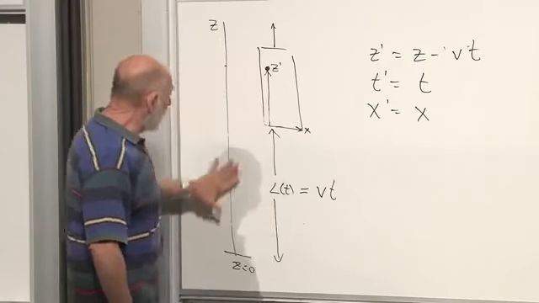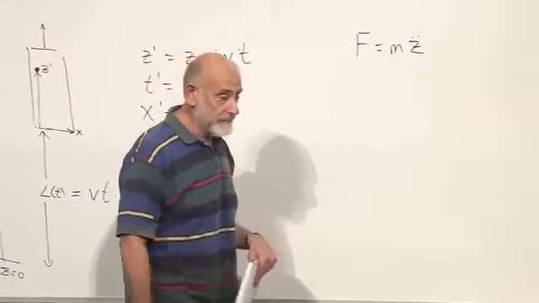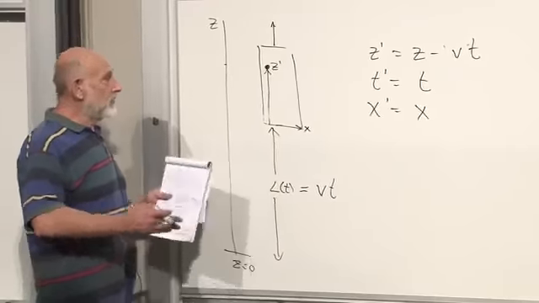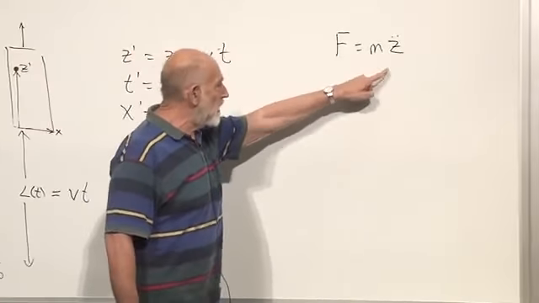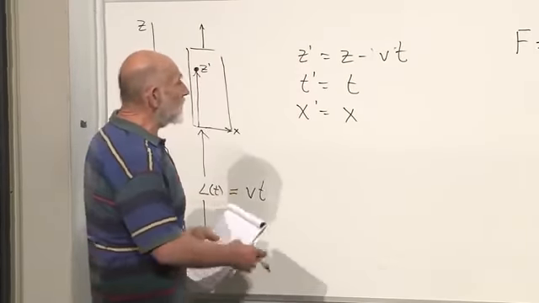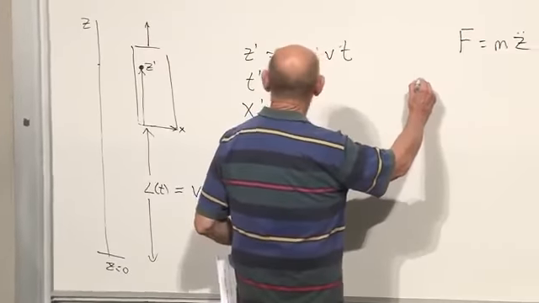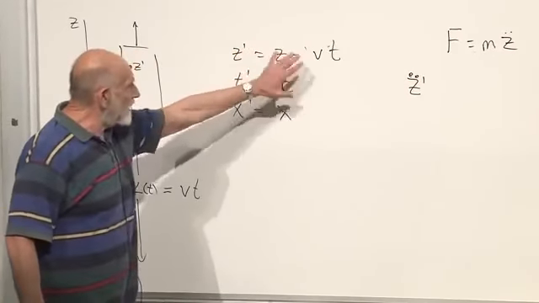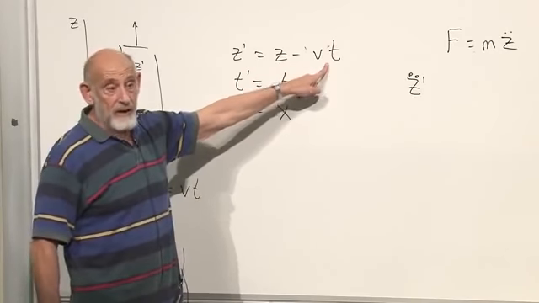And we know that its equation of motion in the original frame of reference is just F equals m z double dot. What is the equation of motion in the primed frame? Well, this is very easy. All we have to do is figure out what the original acceleration is in terms of the primed acceleration. What is the primed acceleration? The primed acceleration is obviously z prime double dot. And z prime double dot is just gotten by differentiating this twice. But if I differentiate vt twice, I get nothing.